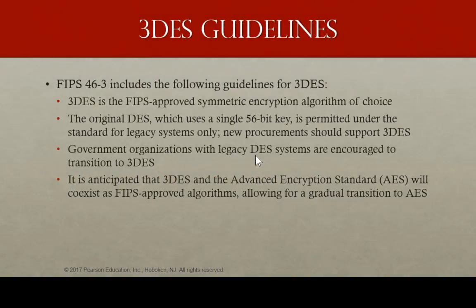Triple DES guidelines. FIPS 46-3 includes the following guidelines for triple DES. Triple DES is the FIPS-approved symmetric encryption algorithm of choice. The original DES, which uses a single 56-bit key, is permitted under the standard for legacy systems only. New procurements should support triple DES. Government organizations with legacy DES systems are encouraged to transition to triple DES. It is anticipated that triple DES and the Advanced Encryption Standard, AES, will coexist as FIPS-approved algorithms, allowing for a gradual transition to AES.